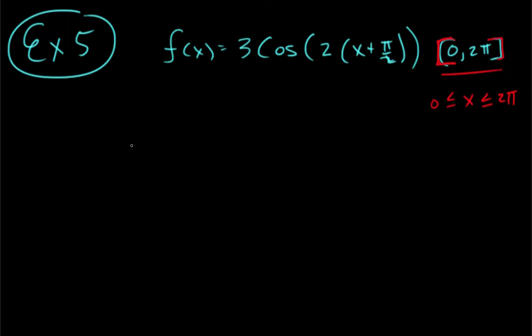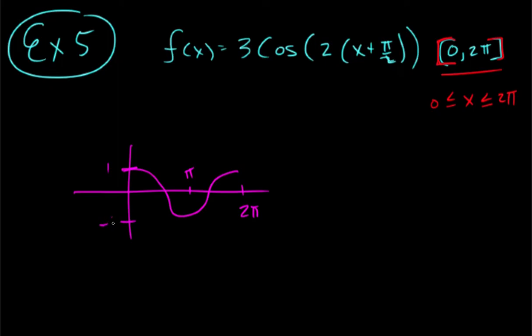So what I like to do is just start with the parent function. In this case it's cosine, and cosine has a period of 2 pi, halfway is pi, has a max of 1 and a minimum of -1. So you'll definitely want to memorize that.